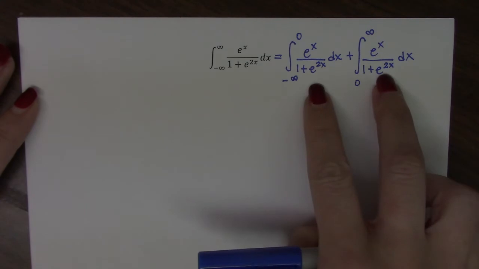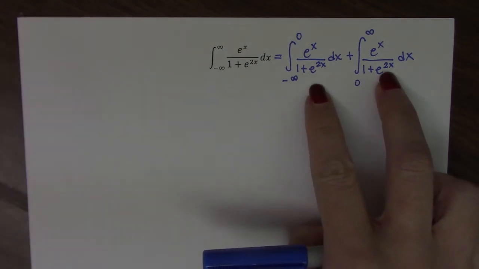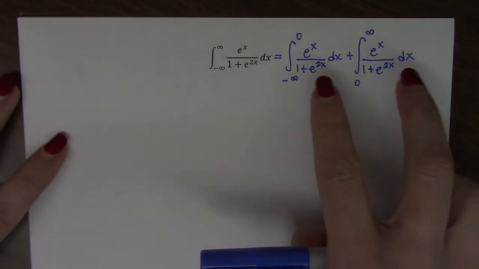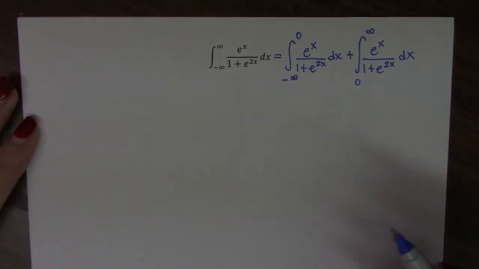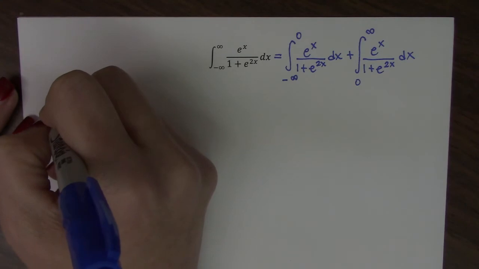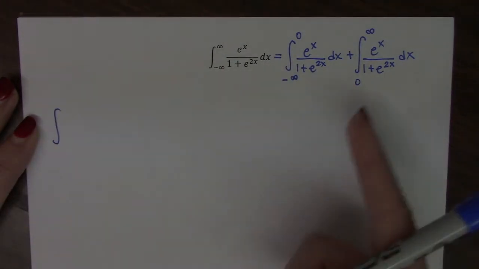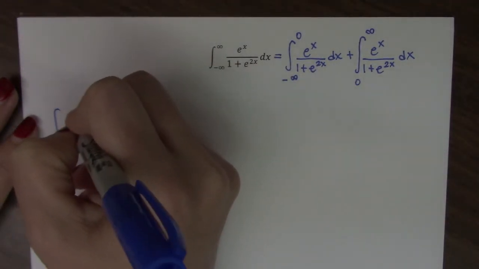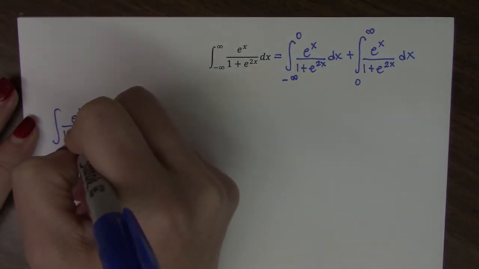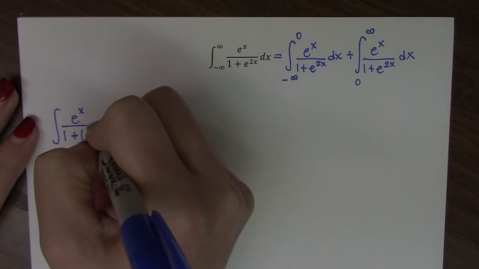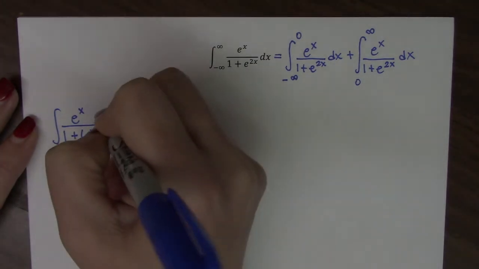But since the stuff inside the integral is the same, and I have to integrate first anyway, we can do the integration and then come back and deal with the two bounds. So let's just deal with the indefinite integral first. I'm going to rewrite this a little bit and say this is e to the x over (1 plus e to the x) quantity squared.